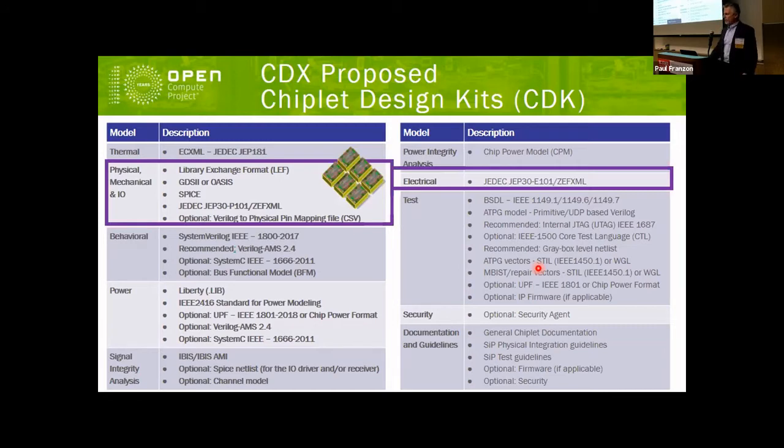And this next section will include the physical, mechanical, and I/O models, as well as electrical properties. So physical models are used to represent the device boundaries and the top level pins and geometries of the chiplets. So we are requesting LEF and GDS or OASIS models. Now, we're not asking the vendors to provide a complete GDS of the entire chiplet. It's probably something they would not be willing to do, but it's really not necessary.